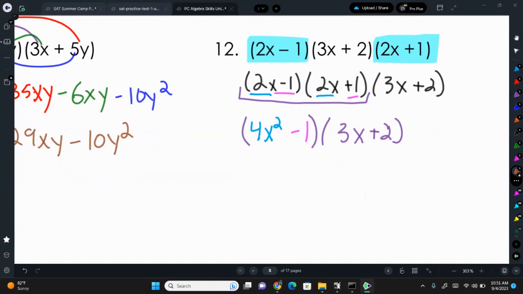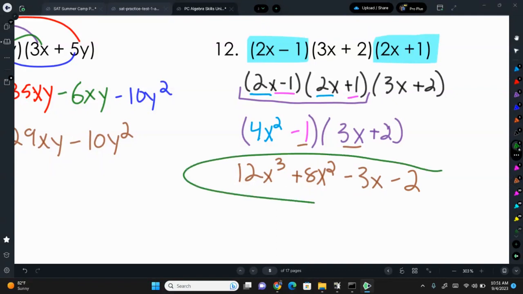Okay, so now we're going to FOIL this. 4x squared times 3x is going to be 12x to the third. Then 4x squared times 2 is going to be positive 8x squared. Negative 1 times 3x is negative 3x. And negative 1 times 2 is negative 2. We can't combine anything, so this is going to be our final answer.